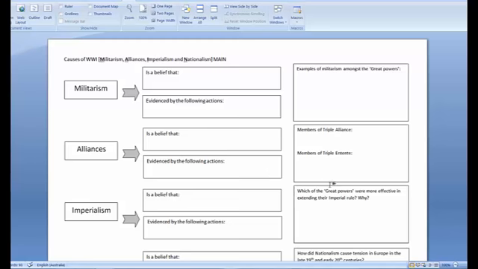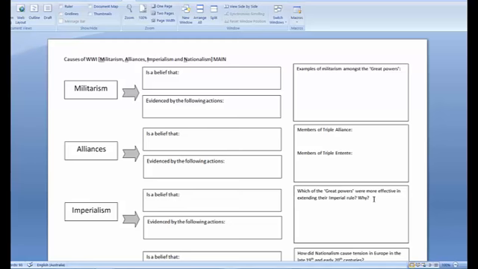In the far right-hand box, just to re-jog your memory, can you please note down the 3 members of the Triple Alliance and the 3 members of the Triple Entente at the beginning of World War I or 1914? Thanks. To the teacher, if you need to pause this video to enable this to happen, please do, and thank you.